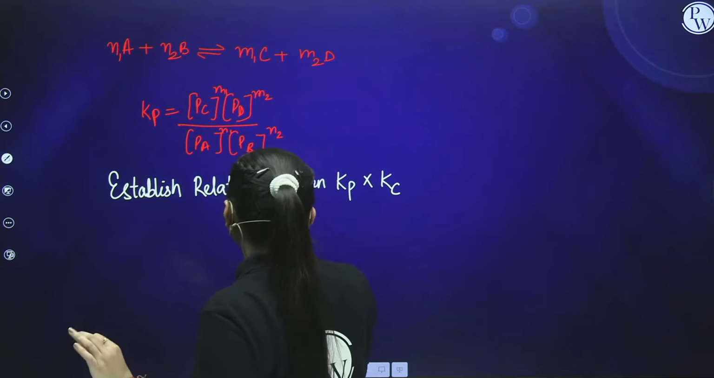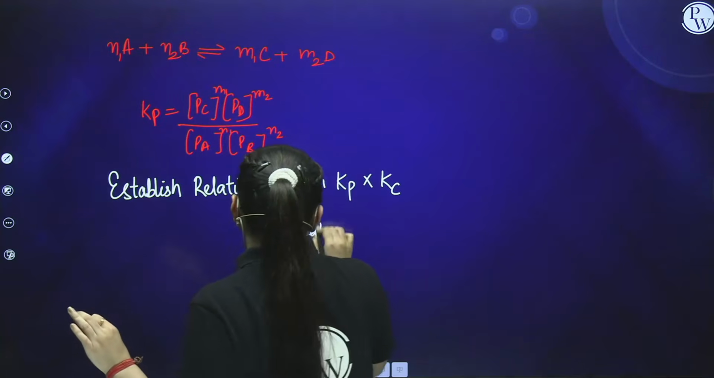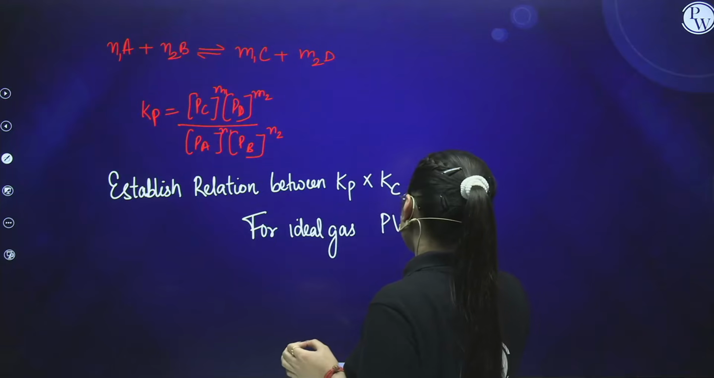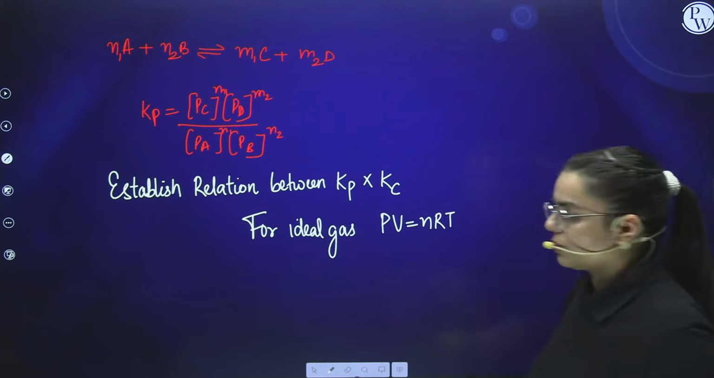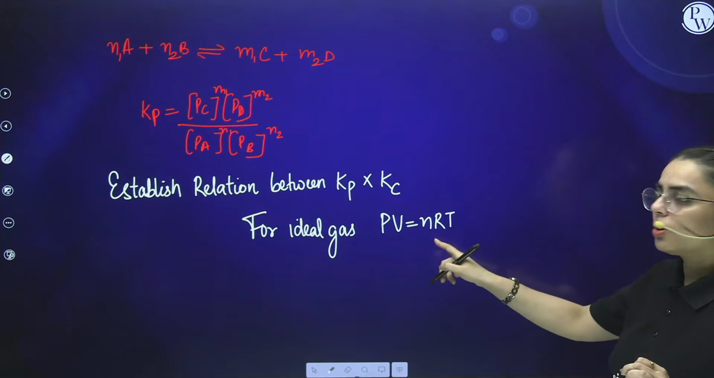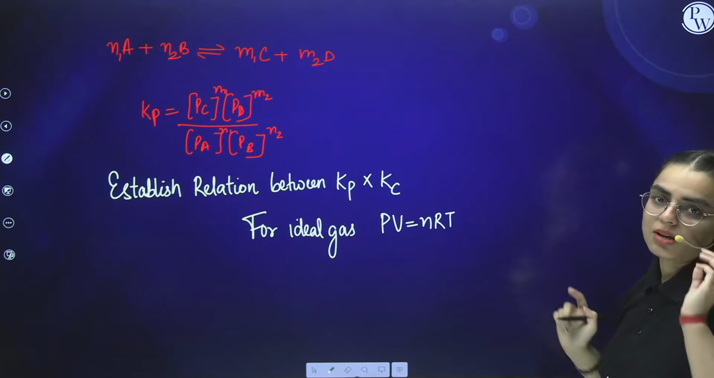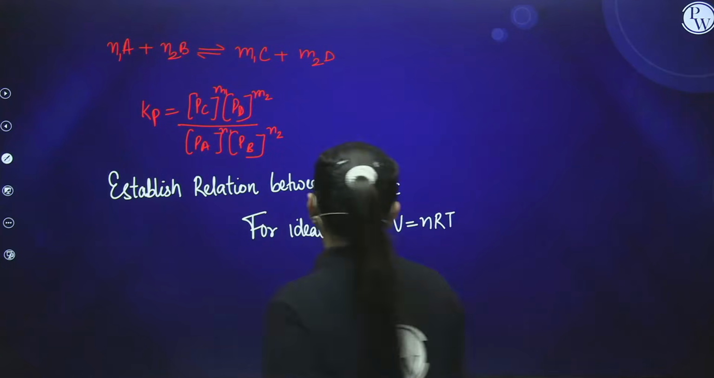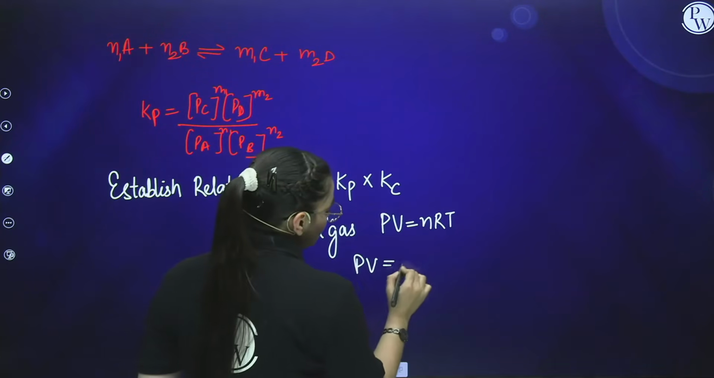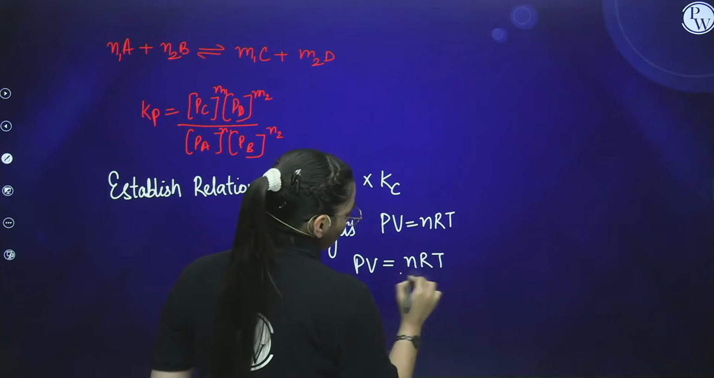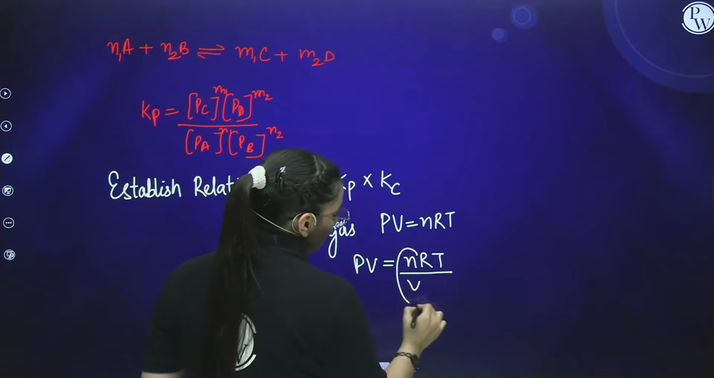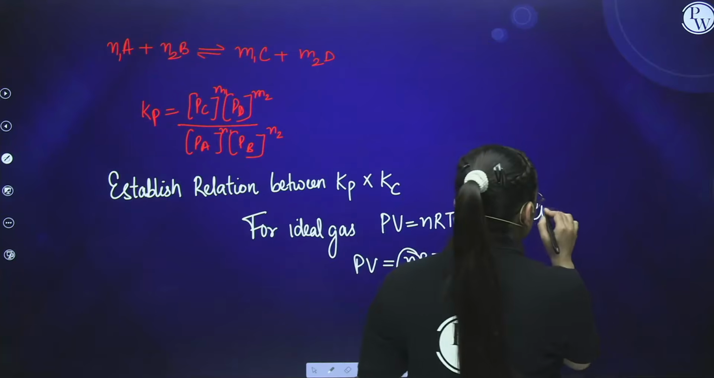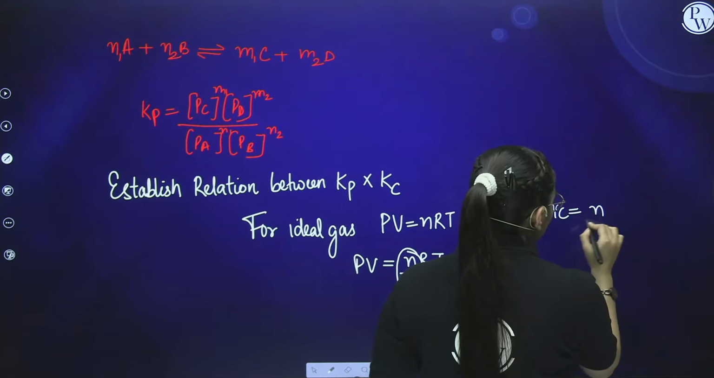Okay, now students, for an ideal gas, we have already done this. If you have not done this, no need to worry. What is the ideal gas equation? Ideal gas equation is PV equals nRT. This is pressure, this is volume, this is number of moles, this is gas constant R, this is temperature T. Now if I take this V downward, I get P equals nRT by V. Now concentration is basically number of moles by volume.